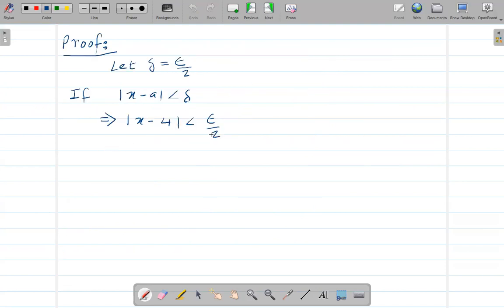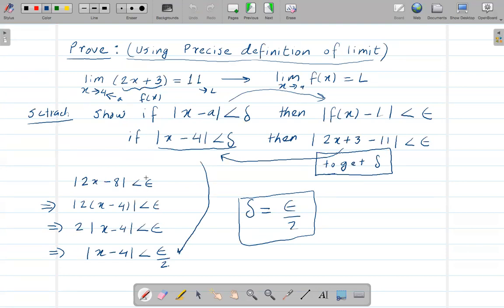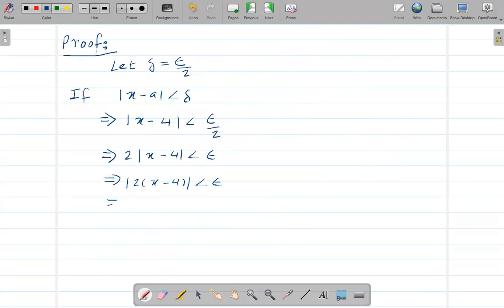Now multiply 2 on both sides, so I'll get 2 times the absolute value of x minus 4 is less than epsilon. Now in algebra, we can put this 2 inside the absolute value, which gives the absolute value of 2 times x minus 4. Basically, we're just going in the opposite direction of whatever we did here. Here I get the absolute value of 2x minus 8 is less than epsilon.